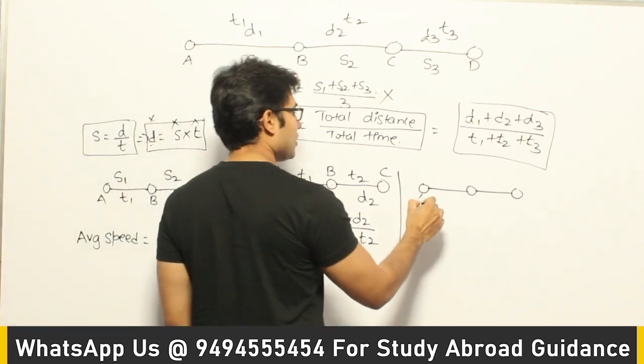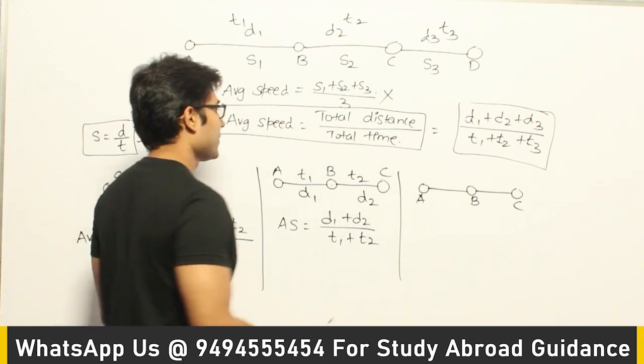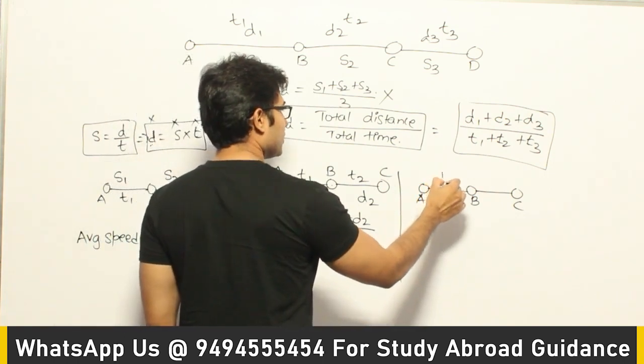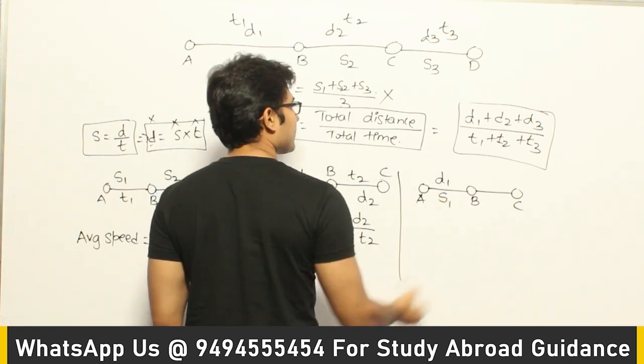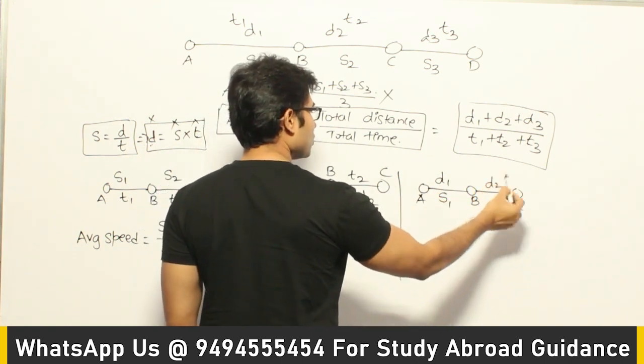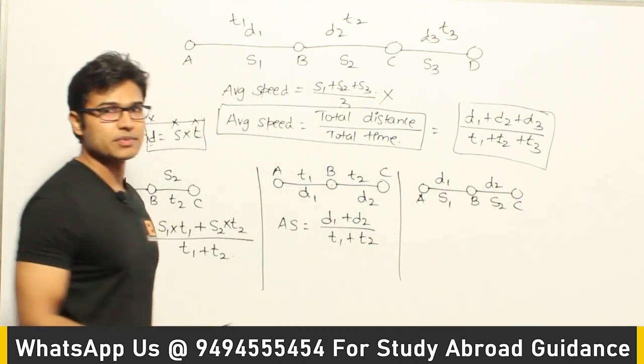Now let us say he is saying that from A to B, B to C a person is traveling, and from here to here the distance is d1 and the speed at which he traveled is s1, and from here to here the distance is d2 and the speed at which he is traveling is s2. Then what is the average speed?